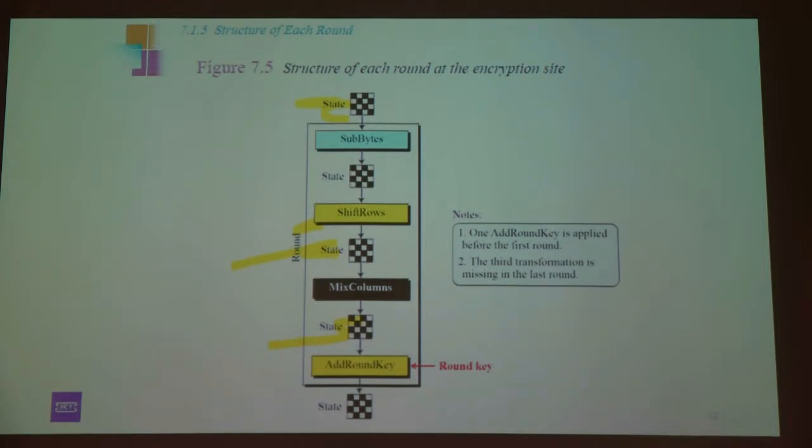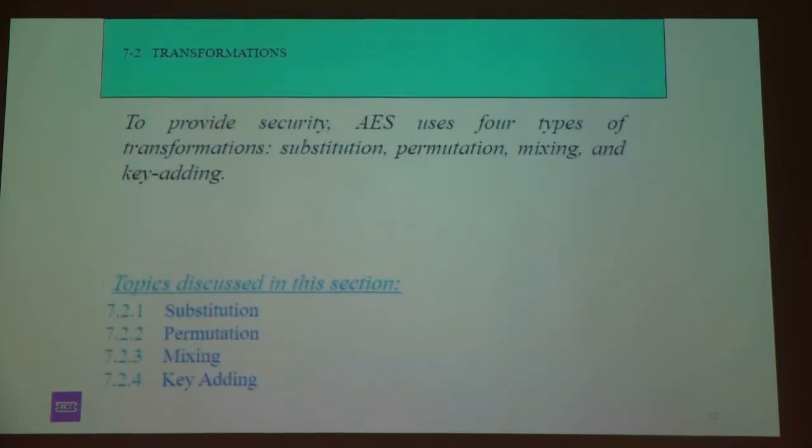All right. So what comes at the end? We use the key, the round key, and then again, we're going to get a state. So this state, the output state, will go where? Next round. And we repeat the process how many times? 10 times. All right? So, okay, let's take a look deeper. Let's start with the transformations.